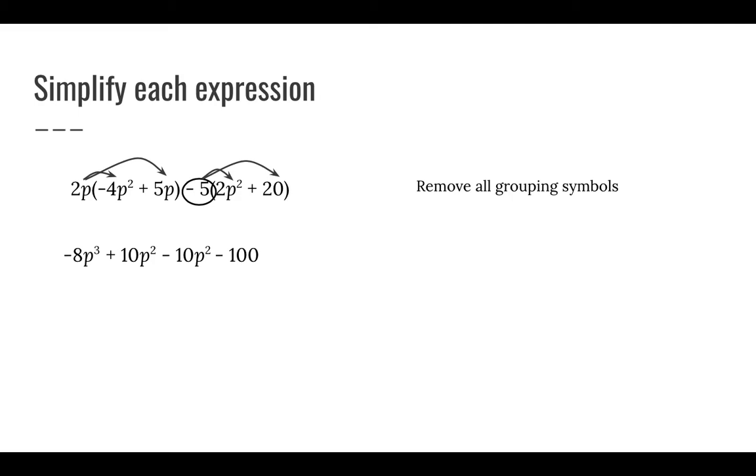Now once you start getting rid of multiple grouping symbols, you do have to be aware of like terms. So the next thing is I need to combine any like terms if there happen to be any. Now if I look right in the middle here, I have a positive 10p squared and a negative 10p squared. They both have the same variable with the same exponents. So those are like terms. A positive 10, take away a 10, we'll cancel those out. So my final answer will be negative 8p cubed minus 100.